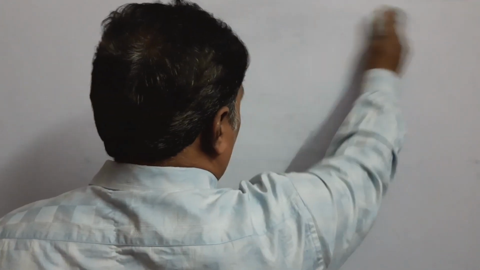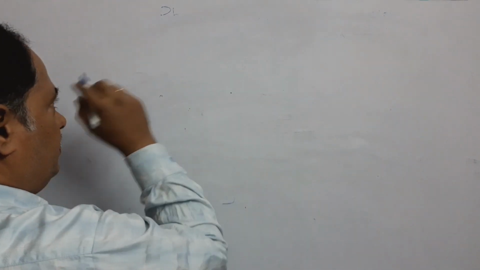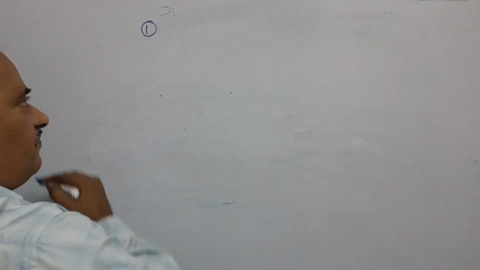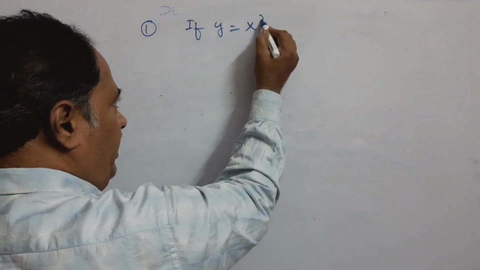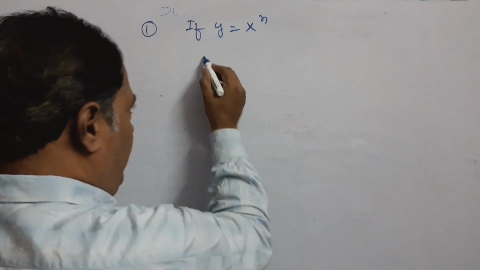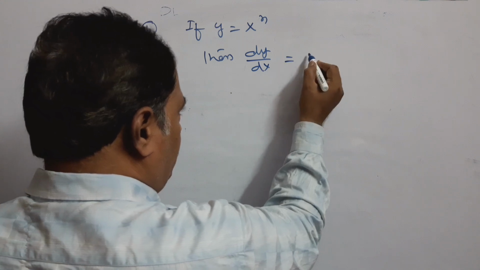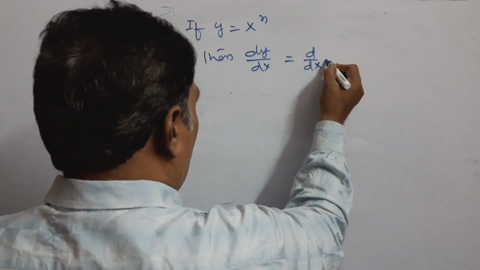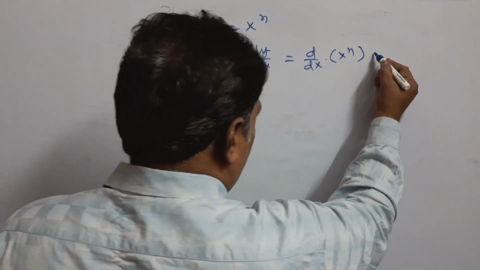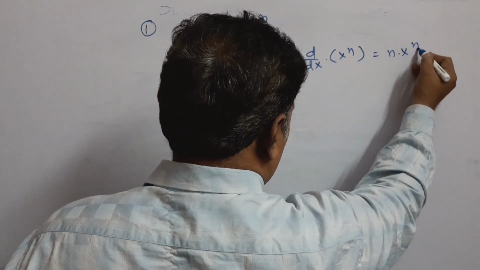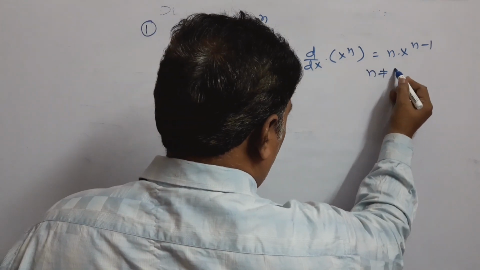Thereby you may go for effective calculations. Under that, rule number 1 or first formula: if y equals x power n, then I can write dy by dx equals d by dx of x power n, that can be considered as n into x power n minus 1, where n is not equal to 0.